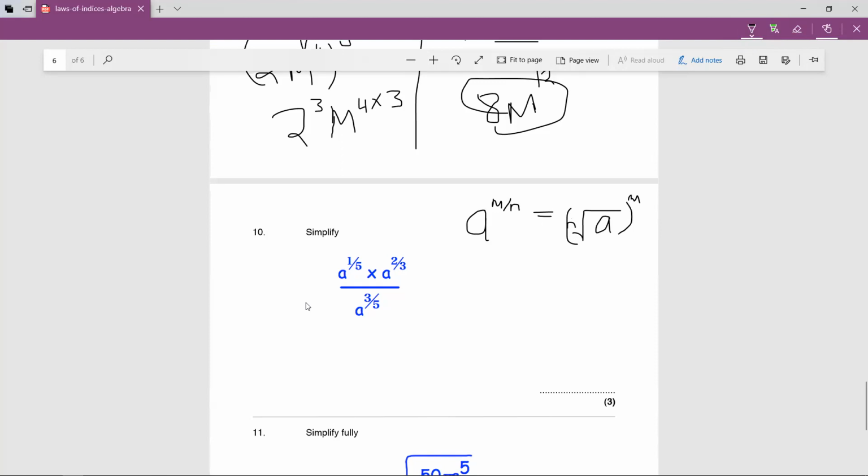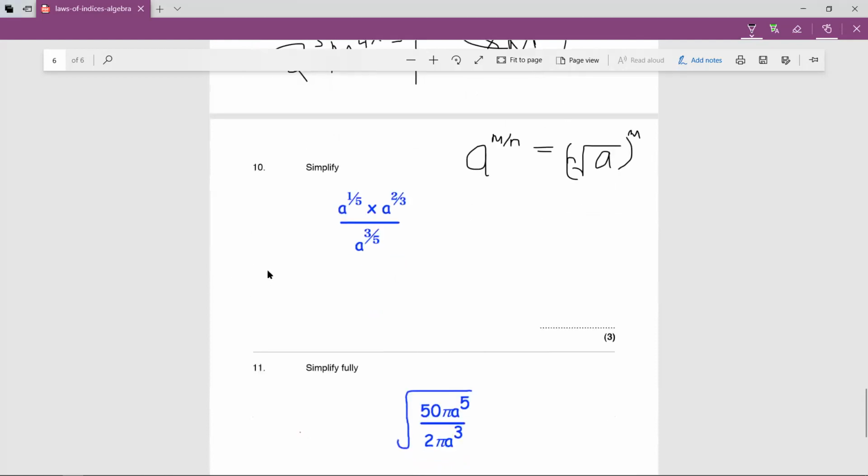We have a power of 1 over 5 multiplied by a power 2 over 3. Actually, this one we can simply use the first rule of indices to solve the numerator. We'll have a power 1 over 5 added to 2 over 3. Those will be our combined powers for the numerator. All over, the denominator stays the same, a power 3 over 5.